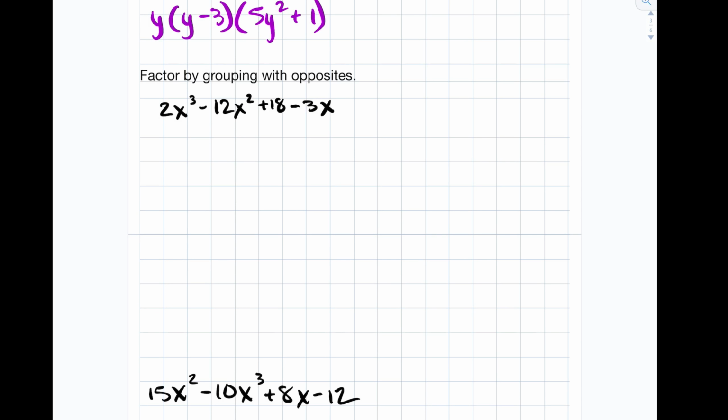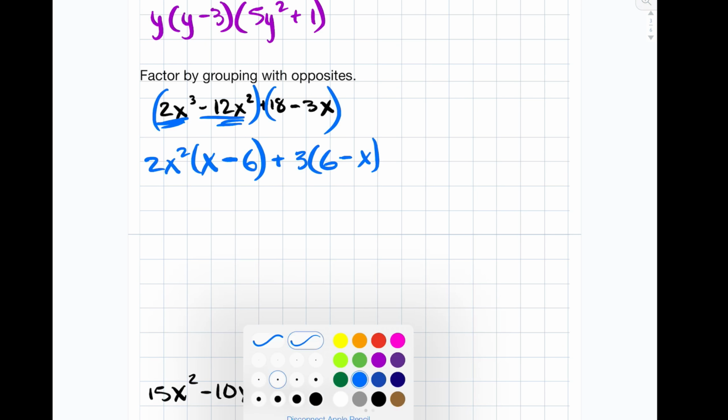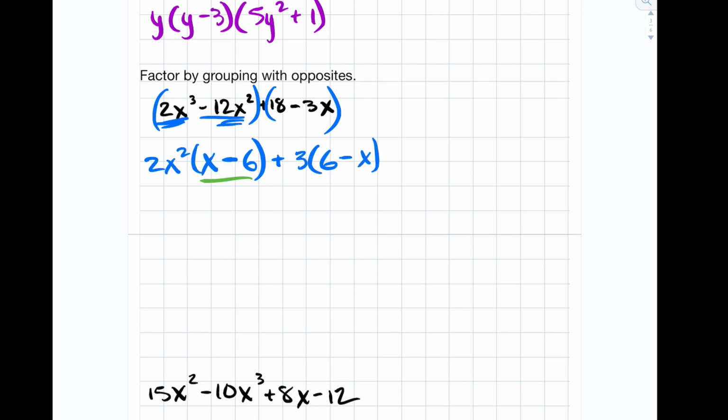Now this is getting a little tricky here. So factor by grouping. We got a group. What can we factor out of these? 2x squared. If I do that, that leaves me with an x minus 6 plus, what can you factor out of this one? 3 goes into both of those, right? 6 minus x.